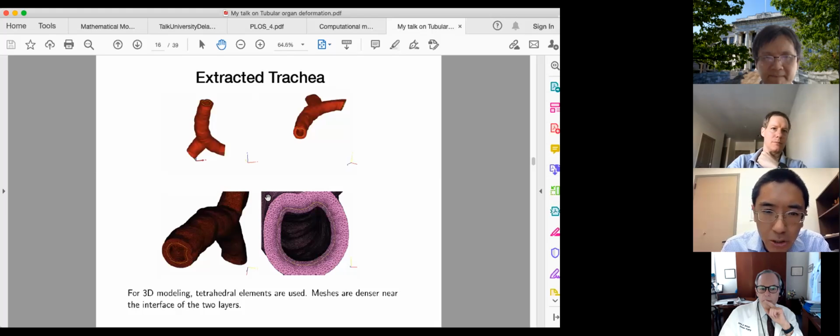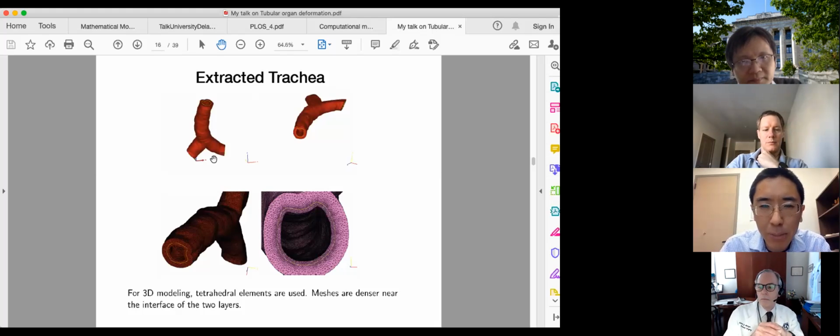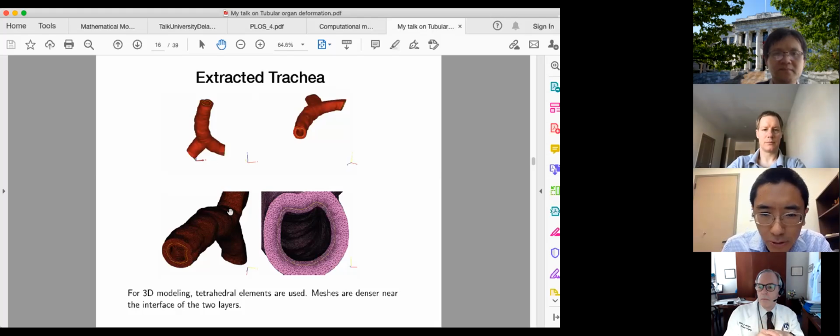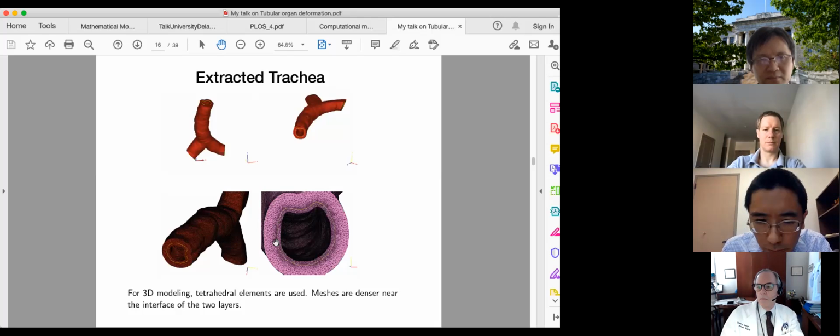These are some pictures for the trachea from the patient-specific geometry. But we also need to do some manual work by hand to produce the geometry, since the resolution for the pictures may not be so good. And then we can add tetrahedral meshes into the geometry. There is an interface, inner layer, outer layer, and the meshes around the interface may be dense to produce accuracy for the modeling.